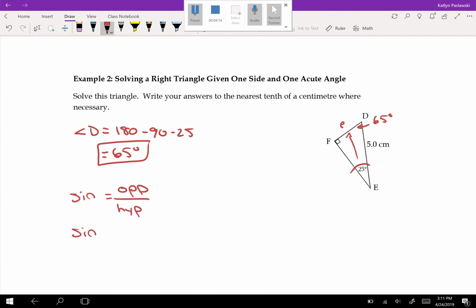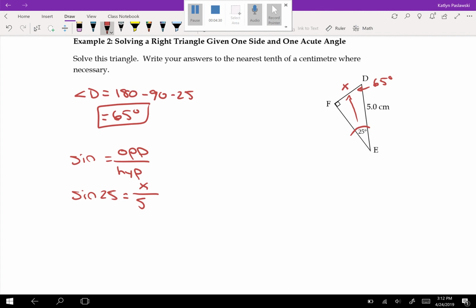In this case, I have sine of 25, because 25 degrees was given in the triangle, is equal to, I don't know my value, so I'm going to call that x, divided by the hypotenuse, which is 5 centimeters. Now I want to isolate x. I want to get x by itself on the side of the equation.